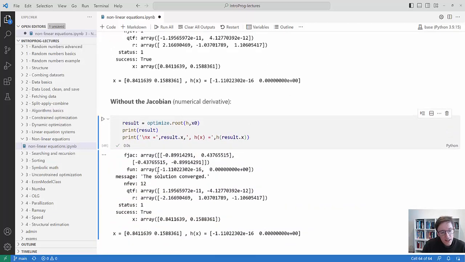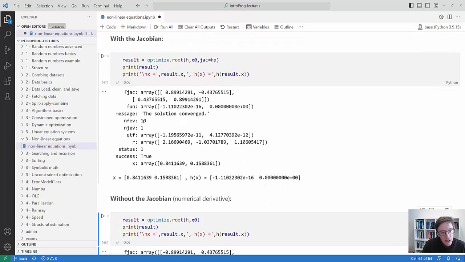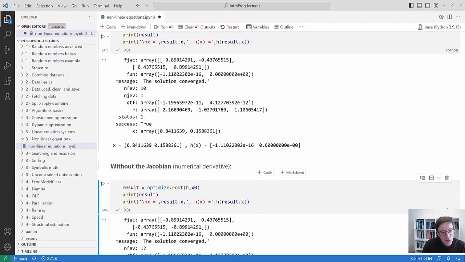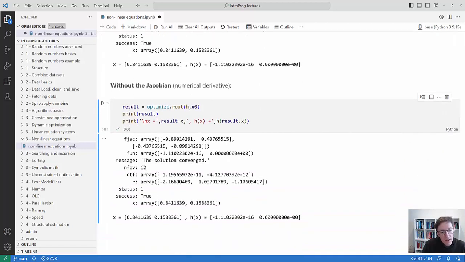And you can see here that up here it's using one evaluation of the Jacobian and 10 function evaluations, while down here it needs a bit more function evaluations. So there's always a trade-off there.